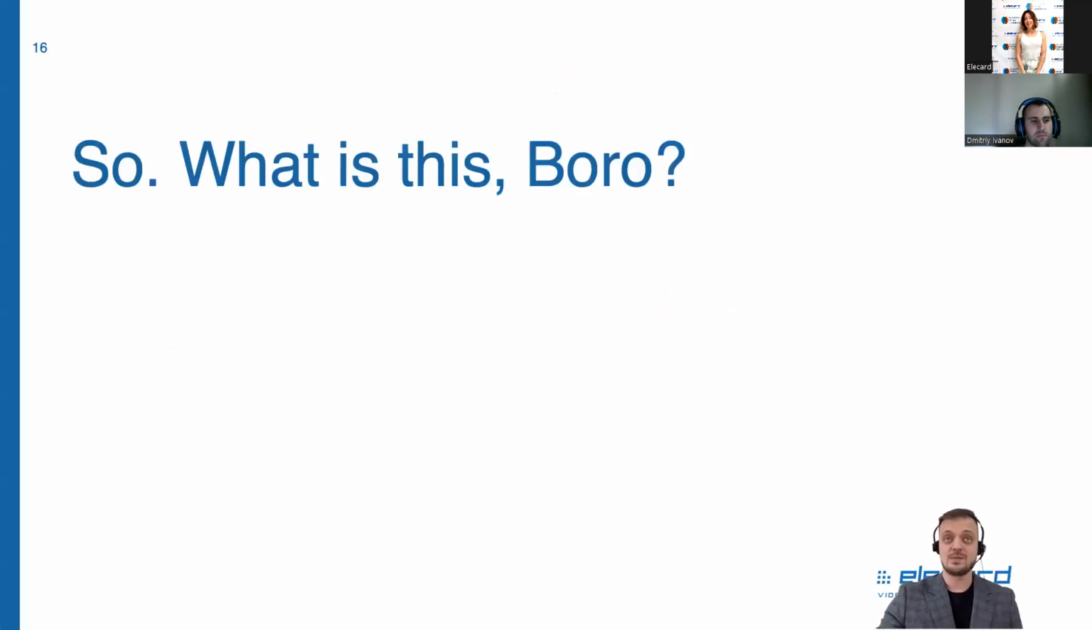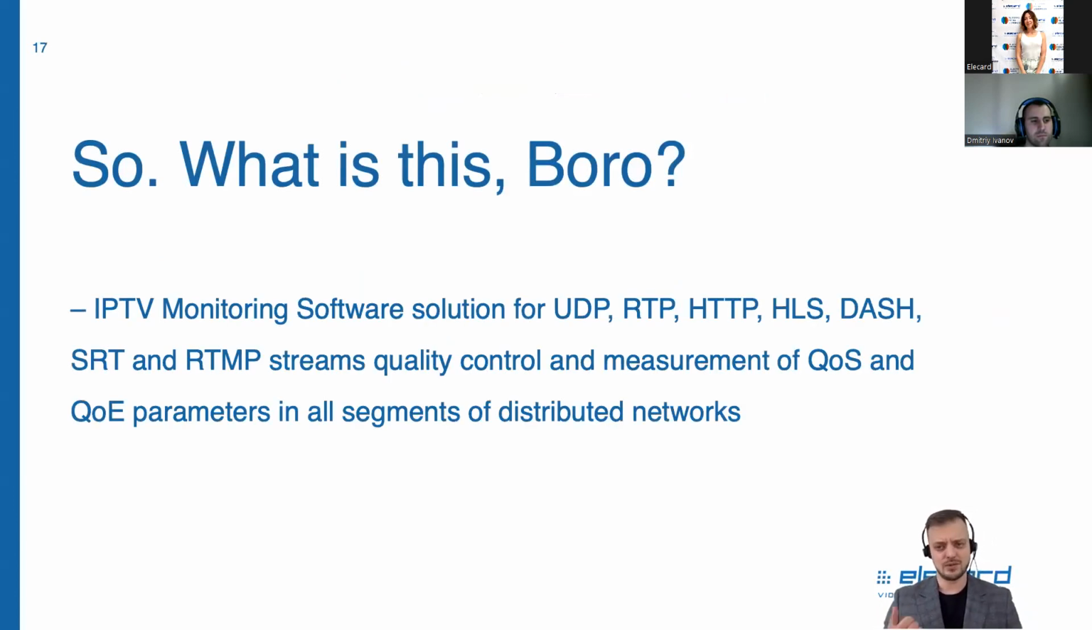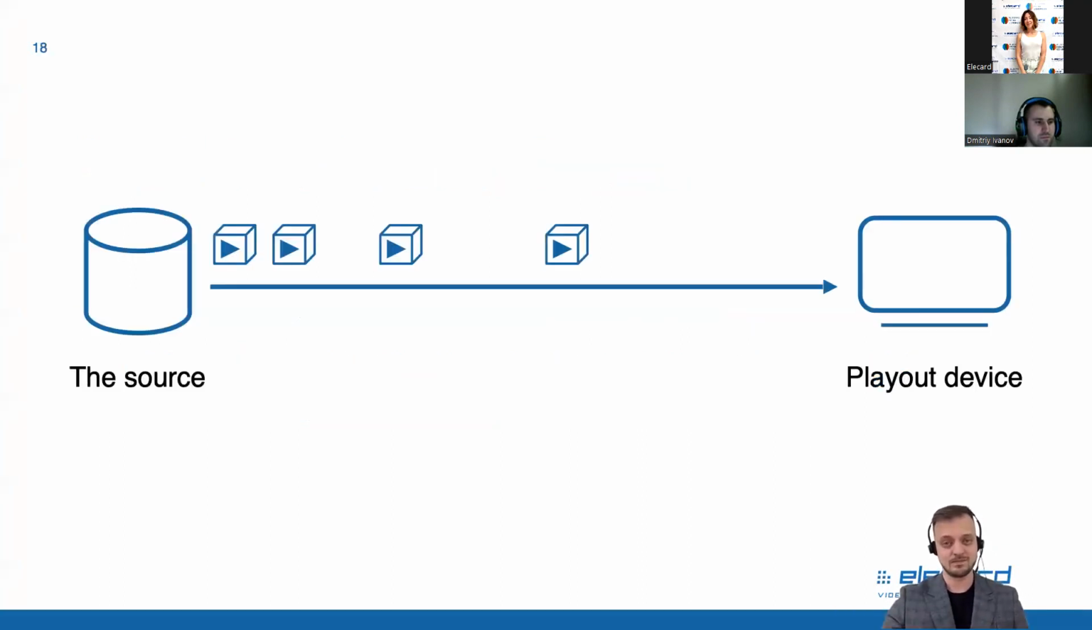So, what is Boro? Effectively, if you go to our website, elecard.com, you will see a description for it, which states: Boro is an IPTV monitoring software solution for UDP, RTP, HTTP, HLS, SRT, and RTMP stream quality control and measurements of QoS and QoE parameters in all segments of distributed networks. That is a mouthful. Effectively, what it means is that Elecard Boro is a system to monitor live streams.